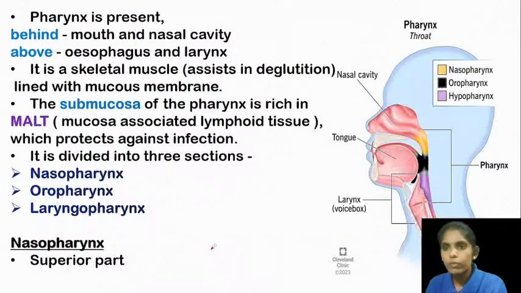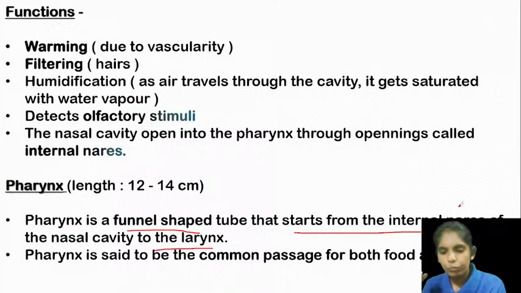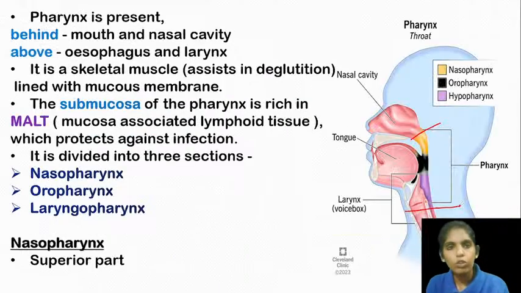I will show you here. So this is the nasal cavity. It starts from the internal nares and ends at the larynx. And the pharynx serves as a common passage for both food and air. Okay, both food and air will pass through the pharynx.